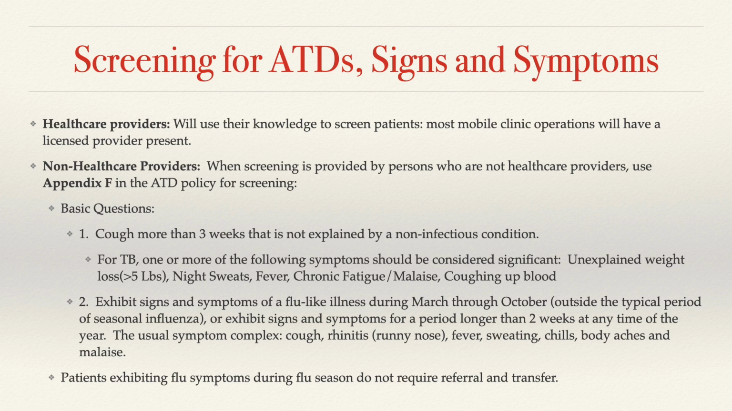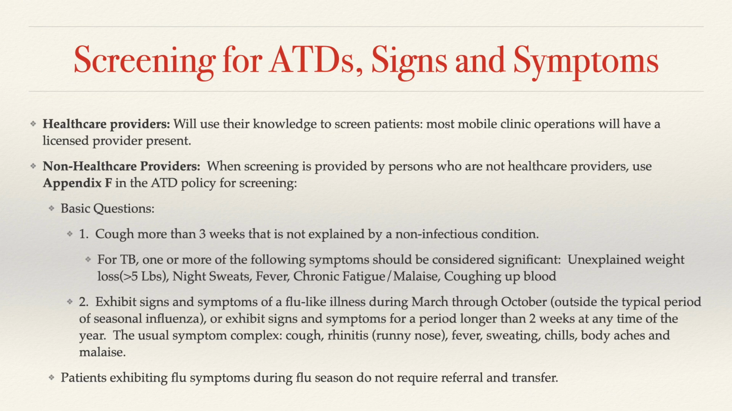The second question is, does the patient exhibit signs and symptoms of flu-like illness during March through October, which is outside of the normal period of influenza, or exhibit signs and symptoms for a period longer than 2 weeks at any time of the year with any of the following symptoms: cough, rhinitis, which is a runny nose, fever, sweating, chills, body aches, and malaise.